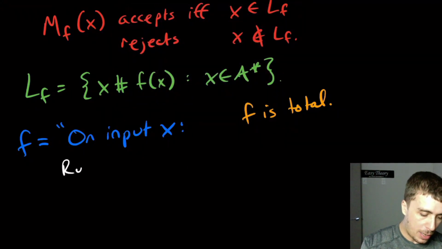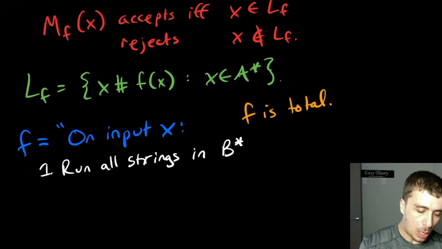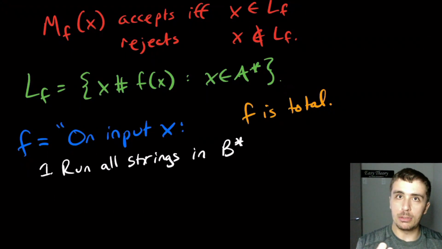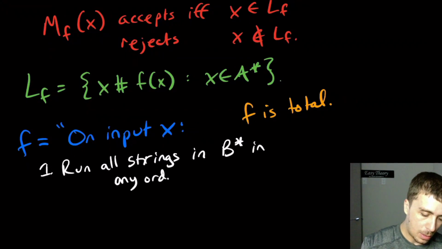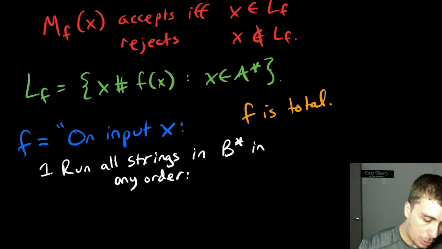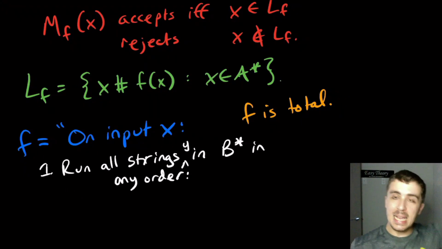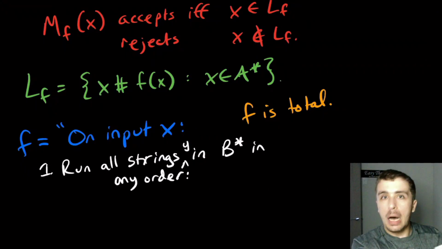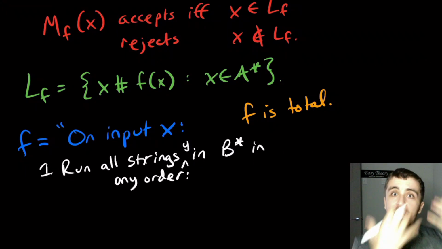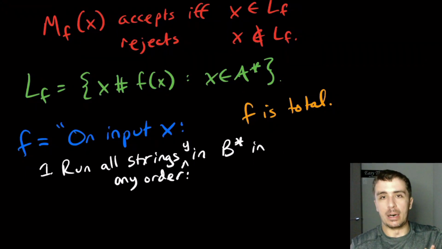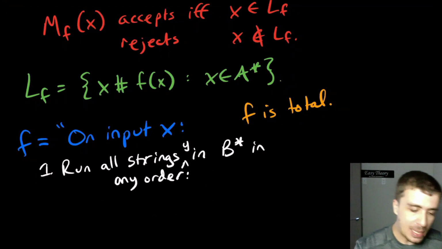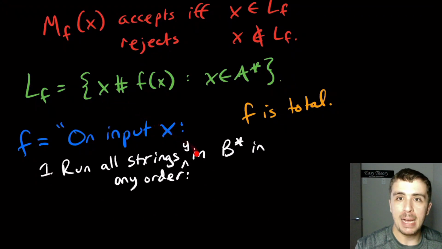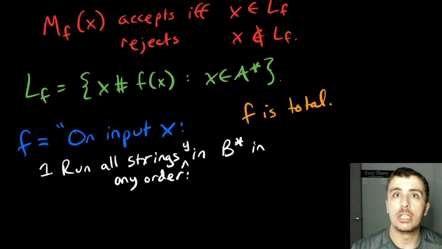Well, let's just run. First step, run all strings in B star. Remember that f of x is going to be some string in B star. Go in any order, one at a time. I'm going to call those strings y, so y is the second half of the input. What we can do is send it off to the M sub f machine and let it figure out whether or not it's in there. If it is in there, that means that we just found a string of the form x pound sign y, and so therefore we should accept.